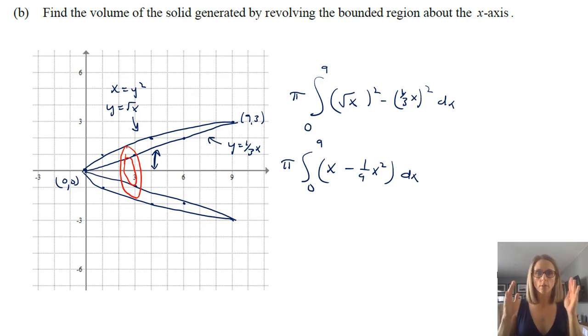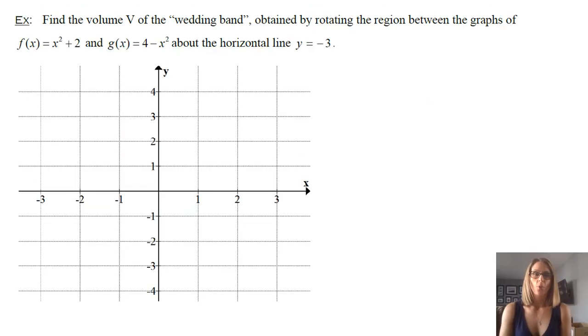And that's a couple examples of what it looks like to do around the y-axis, and then, in contrast, what it would look like to take the same piece and rotate it a couple different ways. We're going to be finding the volume of something called a wedding band, which basically just means we're going to be looking at a piece that then gets rotated around so it looks kind of like a ring.